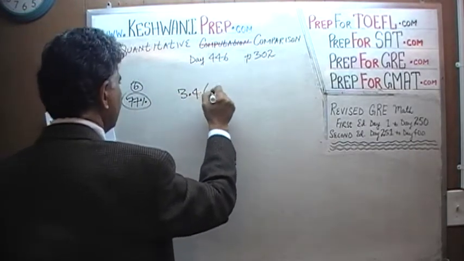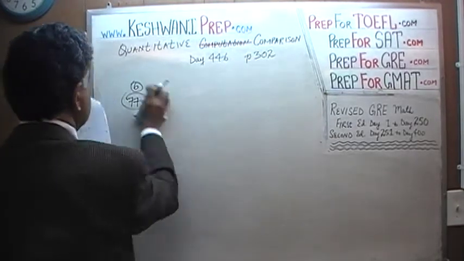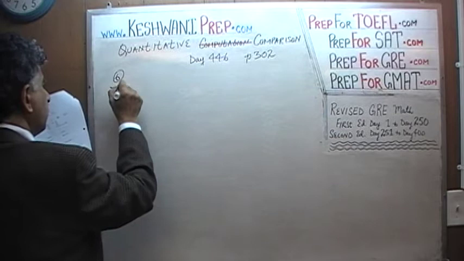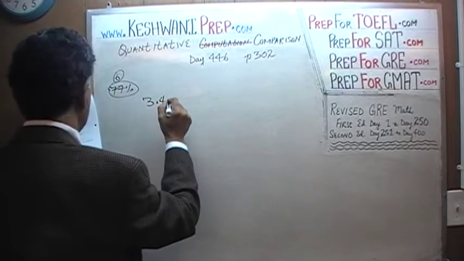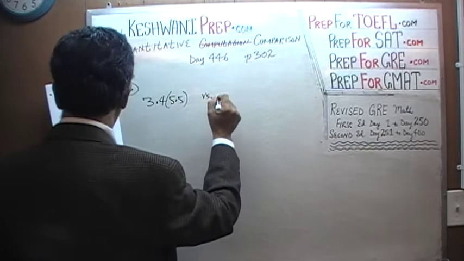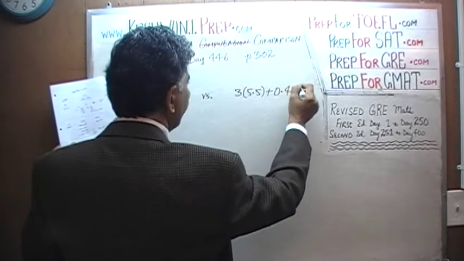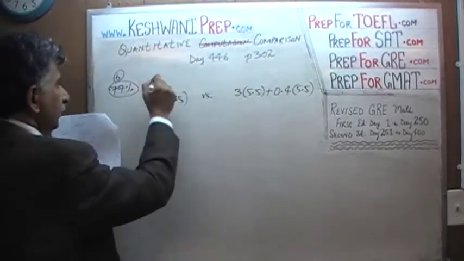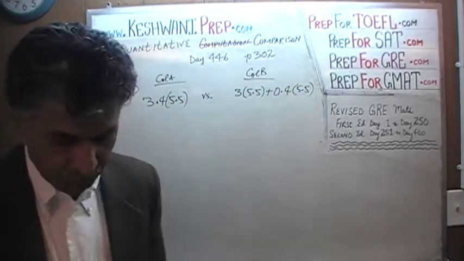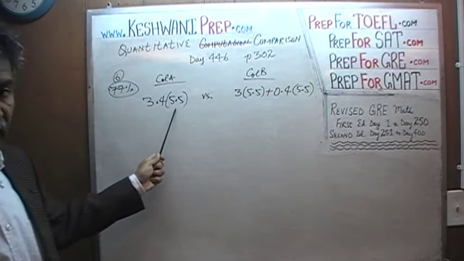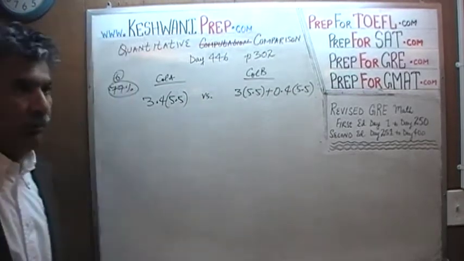3.4 times 5.5 versus 3 times 5.5 plus 0.4 times 5.5. Column A, column B. One more time, I'm going to read it to you and then I'm going to get out of your way. 3.4 times 5.5 versus 3 times 5.5 plus 0.4 times 5.5. Pause the video, do it yourself as always.